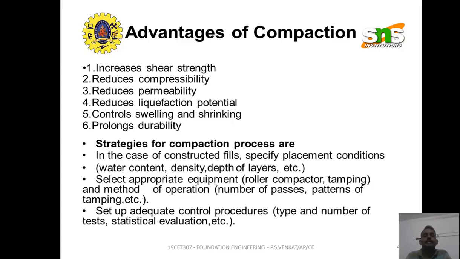The various advantages of mechanical compaction are as follows. It increases the shear strength characteristics of soil by improving the density of the soil. If the density of the soil gets improved, other properties such as shear strength, permeability, etc., and also bearing capacity of the soil can be greatly improved. It also reduces the compressibility or settlement of the soil.